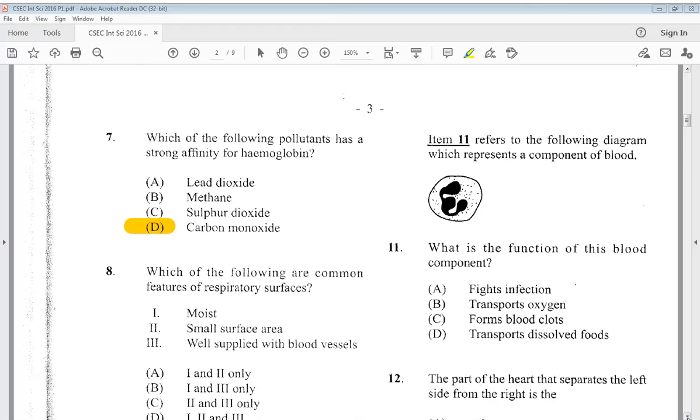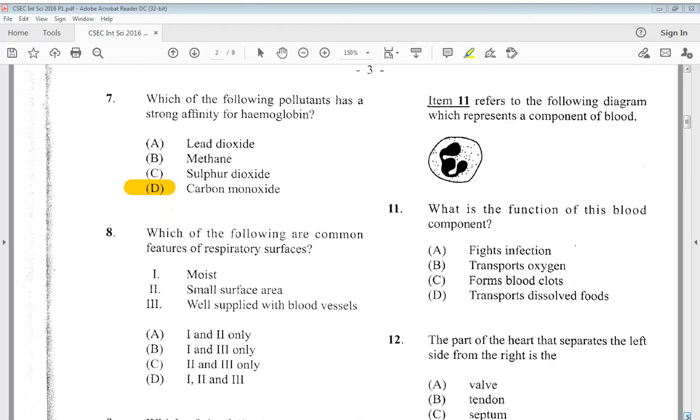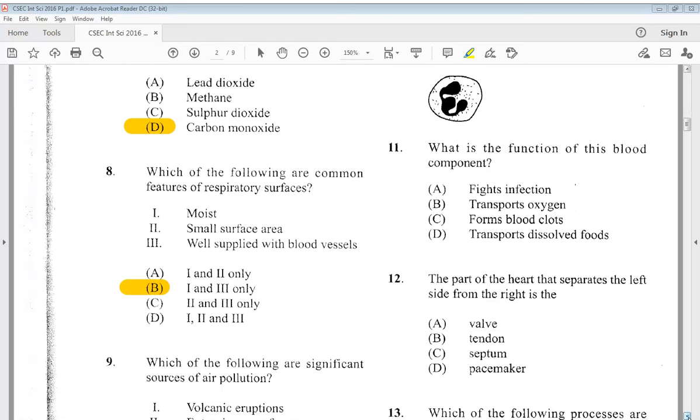Number 8 says, which of the following are common features of respiratory surfaces? 1, moist, 2, small surface area, 3, well supplied with blood vessels. So what would be your answer options? Is it 1 and 2 only for A, B, 1 and 3 only, C, 2 and 3 only, or D, 1, 2, and 3? So that would be B, 1 and 3 only, moist and well supplied with blood vessels. Let's go to number 9.